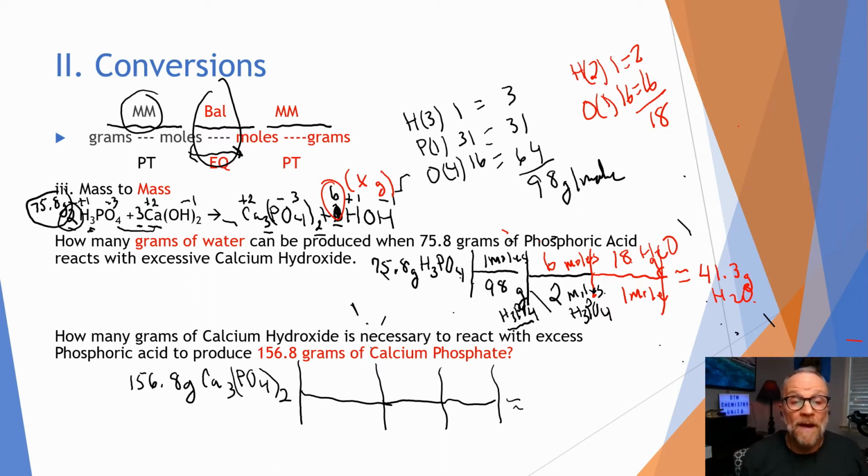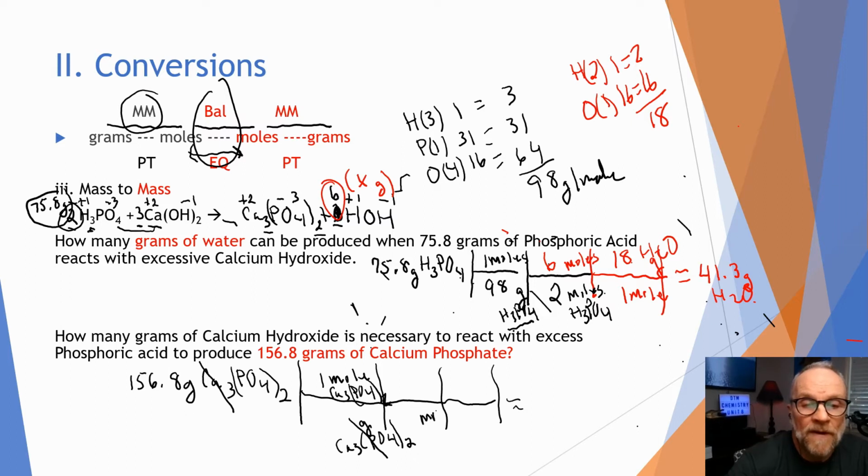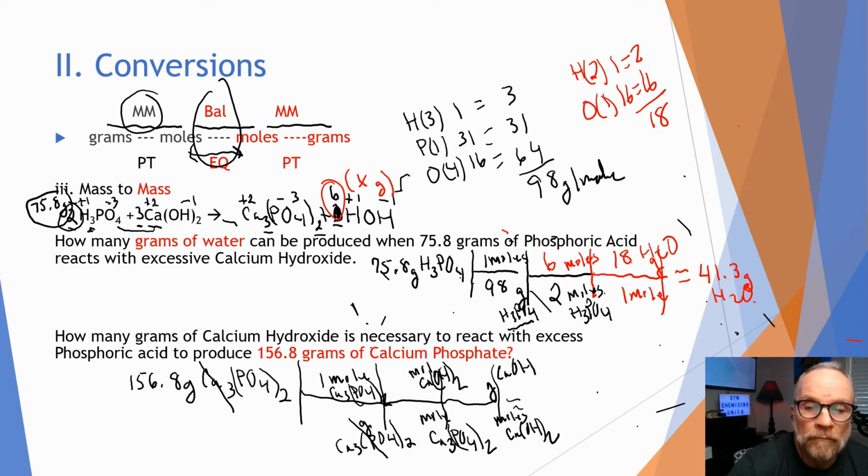And so we have grams of calcium phosphate on the bottom. Whatever you start off with here has to go on the bottom so it'll cancel out, per 1 mole of calcium phosphate. And we have moles of calcium phosphate on the bottom, and we are going to go to calcium hydroxide. So we'll need moles of calcium hydroxide on the top, and then we'll need moles of calcium hydroxide, 1 mole per grams of the same. Okay, yep, there we go. All right, so grams to moles, and moles back to grams.